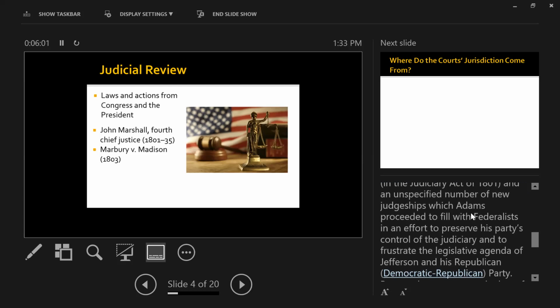Any questions on this concept of judicial review, or what it is? Yes, Kina? John Marshall wrote the Supreme Court opinion for Marbury versus Madison, which sets up judicial review. So John Marshall is the one that officially speaks into what judicial review is.